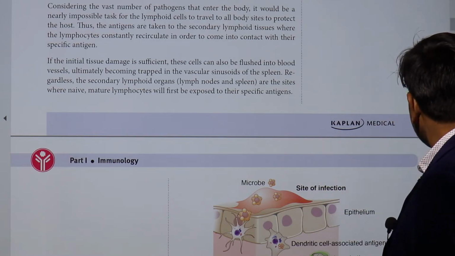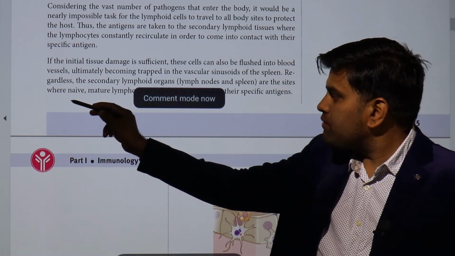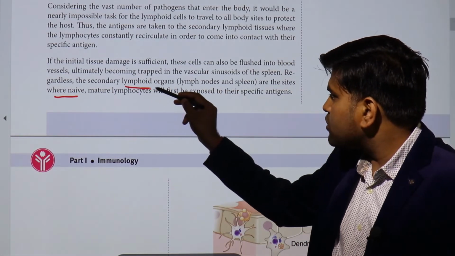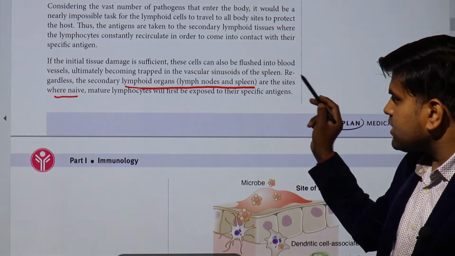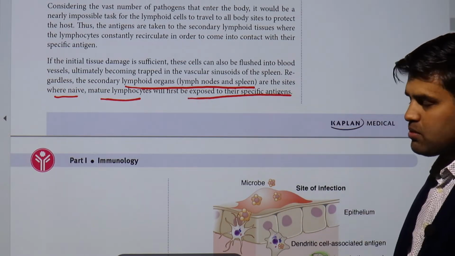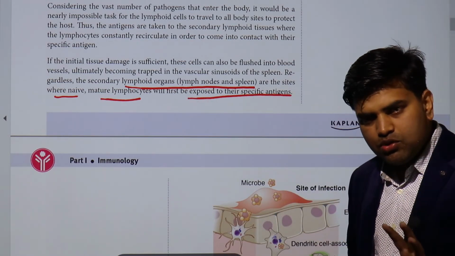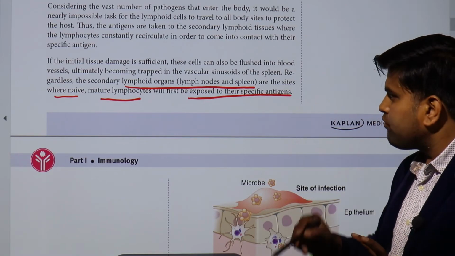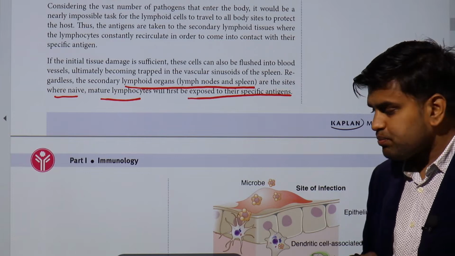So where is the site where the antigen is first exposed to the adaptive immune system? The lymph node and spleen are the sites where the naive mature lymphocyte will first be exposed to the specific antigen. So the adaptive immune system will first encounter the antigen in the lymph node or in the spleen.